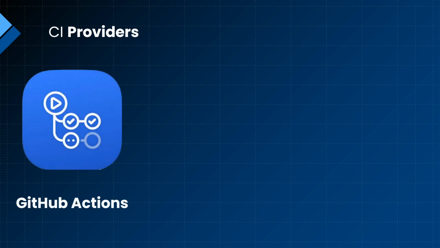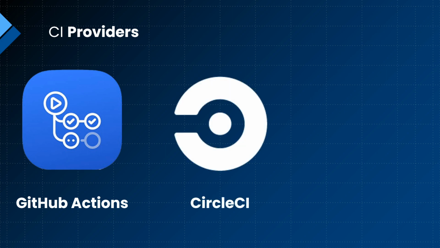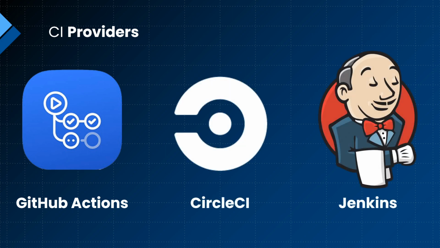Now, there are several providers of continuous integration. GitHub Actions is the one that we'll show you in a second. It's built right into GitHub, so that's really convenient. CircleCI and Jenkins are also really popular choices in the industry.